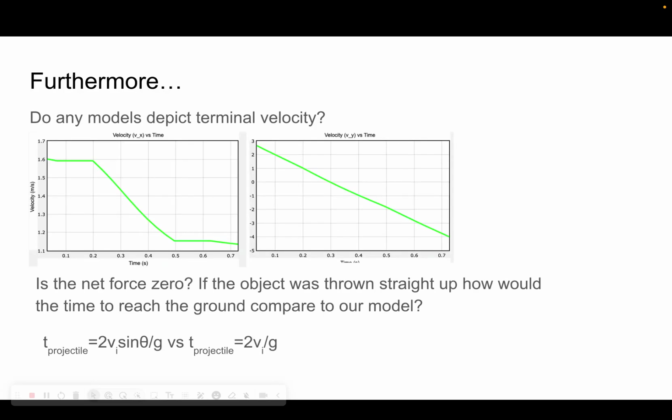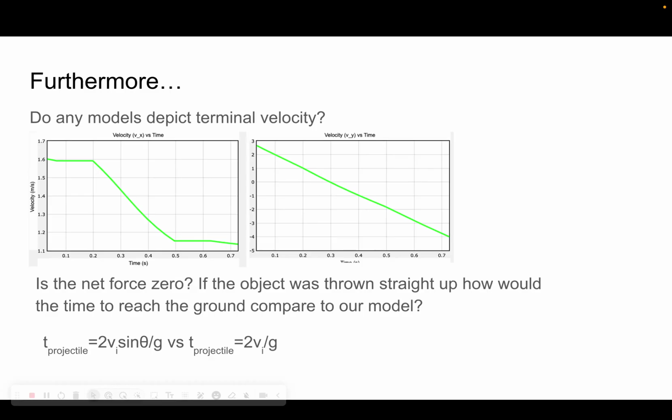Do our models depict terminal velocity? Not really. This just shows how when it hit the ground, it kind of flattened out. But in order to actually show this, we would probably need more time, more velocity, and more distance, so probably like dropping a ball from the stratosphere. And also, is the net force zero? No, net force is not zero. We have gravity, so it's always accelerating downwards.